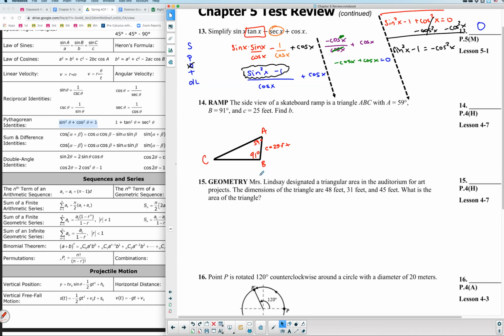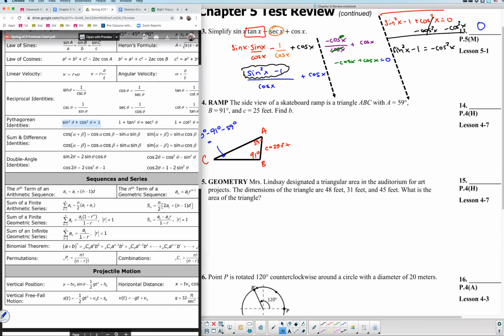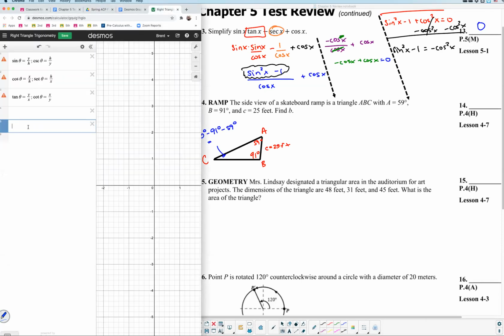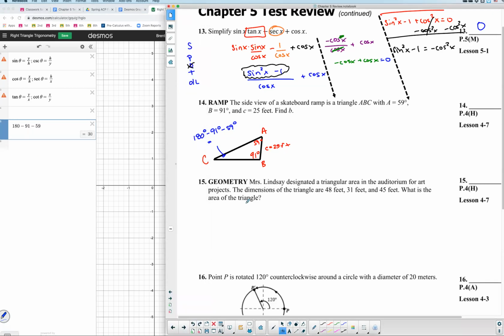So I'm working with this triangle. The first thing I'm going to do is find this angle. In a triangle, how many degrees are there? 180, yeah. So I'll take my 180 and I'll subtract these two angles, 91 and 59. Let's go to our calculator. 180 minus 91 minus 59 leaves us with 30 degrees. So now I have all three angles and I have a side length. I have what I called on lesson 4.7 a completed set.